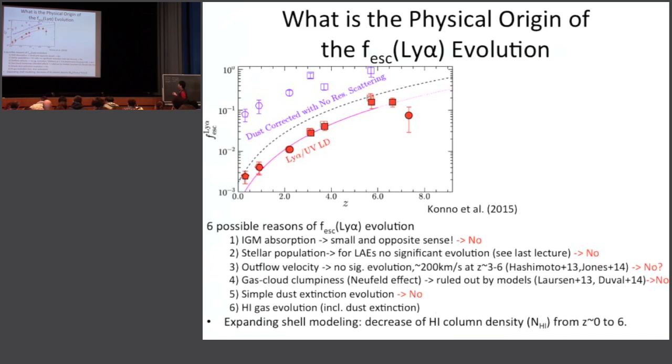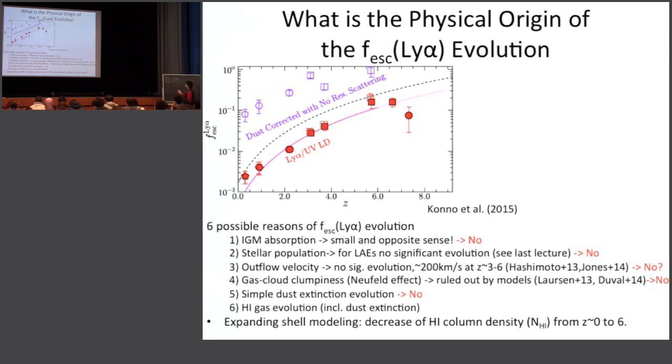The second possibility is the stellar populations, but as I said yesterday, the Lyman-alpha emitters do not show significant evolution in the stellar population. And outflow velocity, as we saw, at redshift around 2, is 200 km per second, and also the recent Keck results suggest that at redshift 4 to 6, the outflow velocity is as low as 100 to 200 km per second. So it doesn't show significant evolution signatures, although the numbers of galaxies measured are still limited.